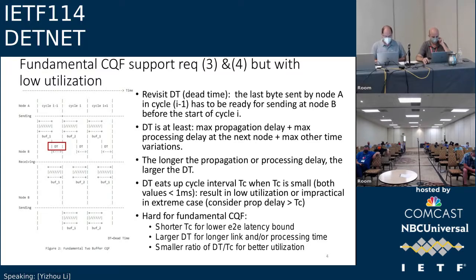So basically the dead time should be at least the sum of the maximum propagation delay between two neighbors plus the maximum processing delay at the next node, and also some of the other time variance, for example, like clock shifting, something like that. So the longer the propagation or the processing delay, the larger the DT. So if we want to achieve a lower end-to-end bounded latency, that means we have to use a lower cycle interval.